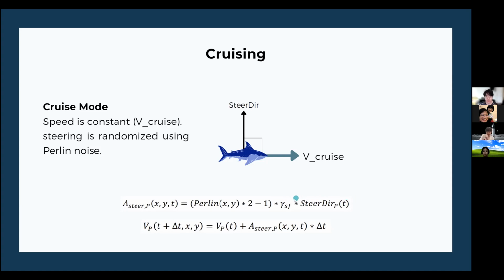And then multiply that value by the normalized vector perpendicular to the predator's current speed, which is the steer direction. After we get this random steering direction, we multiply that acceleration by delta time and add it to the predator's current velocity.